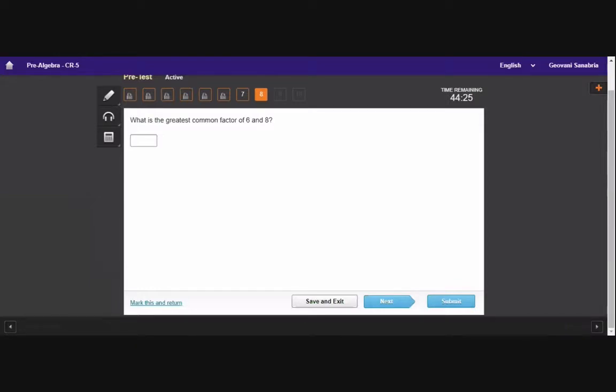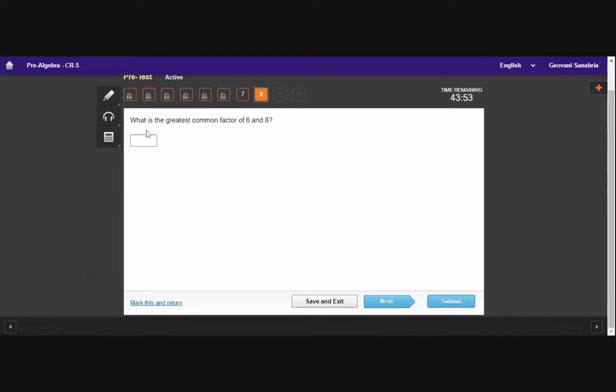So 2 and 3. What numbers can you divide 8 by? 2 and 4. So for the greatest common factor, for 6 the factors are 2 and 3, and for 8 the factors are 2 and 4. The greatest common one, the one that's in common between those two, is 2. Right? So that's it. Oh, okay.